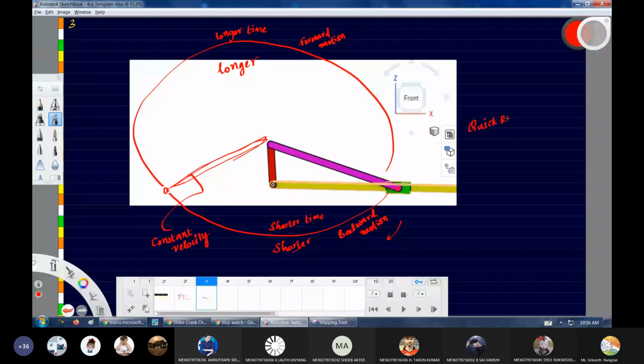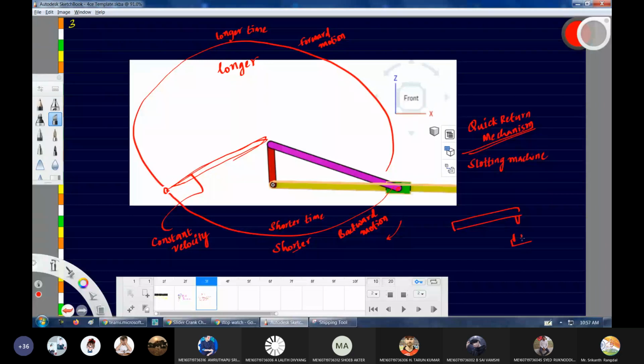Quick return mechanism. Are you getting it? The backward motion happens faster, and the forward motion takes more time to cover. This is used especially for the slotting machine. You must have seen the slotting machine in our lab. Have you seen it? There will be a big ram with a tool.